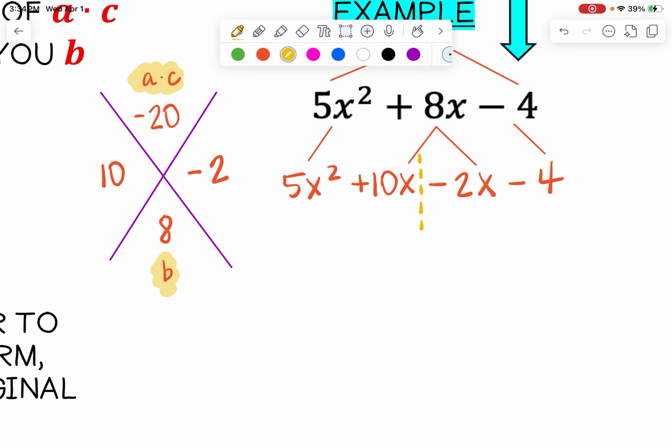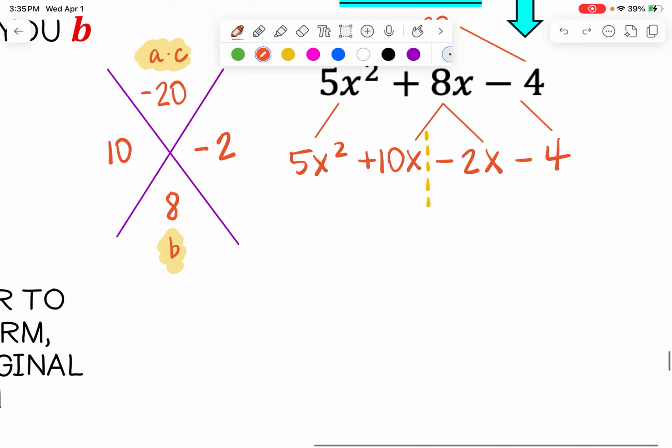So I'm going to draw a little line down the middle, and now I can take the GCF of each side independently. So I'm going to take the GCF of these 2 terms and the GCF of these 2 terms independently, since they don't all have a GCF, but the left 2 do and the right 2 do. So on the left, I can take out a 5x as the GCF. And this is what we did on our homework the other day. So I'm going to take out a 5x, and that's going to leave me with x plus 2.